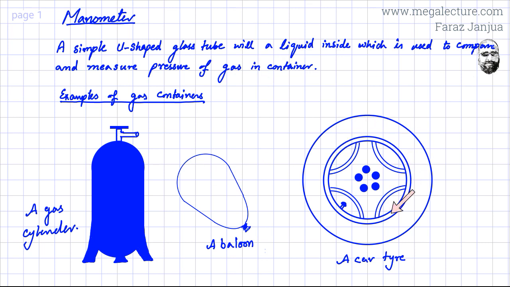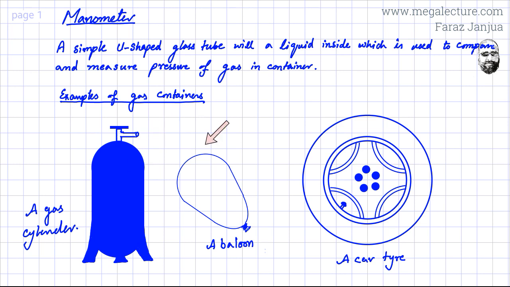A tire on your car is also a container that contains gas. Air is a combination of gases, so it is a gas. And this is the gas cylinder that we have at homes for giving gas to the stoves or burners. Not the actual drawing, but this is the best I could do.